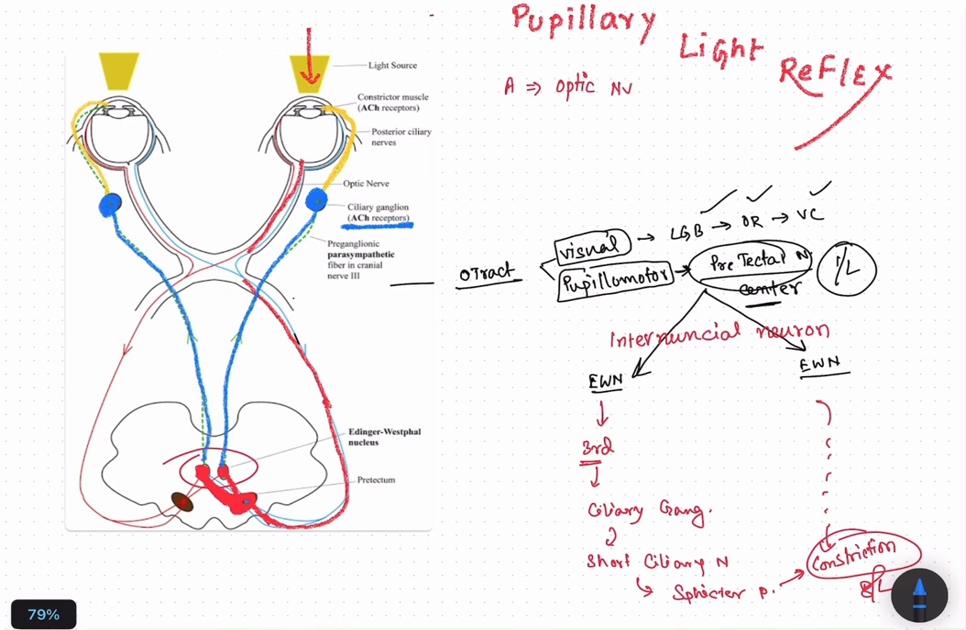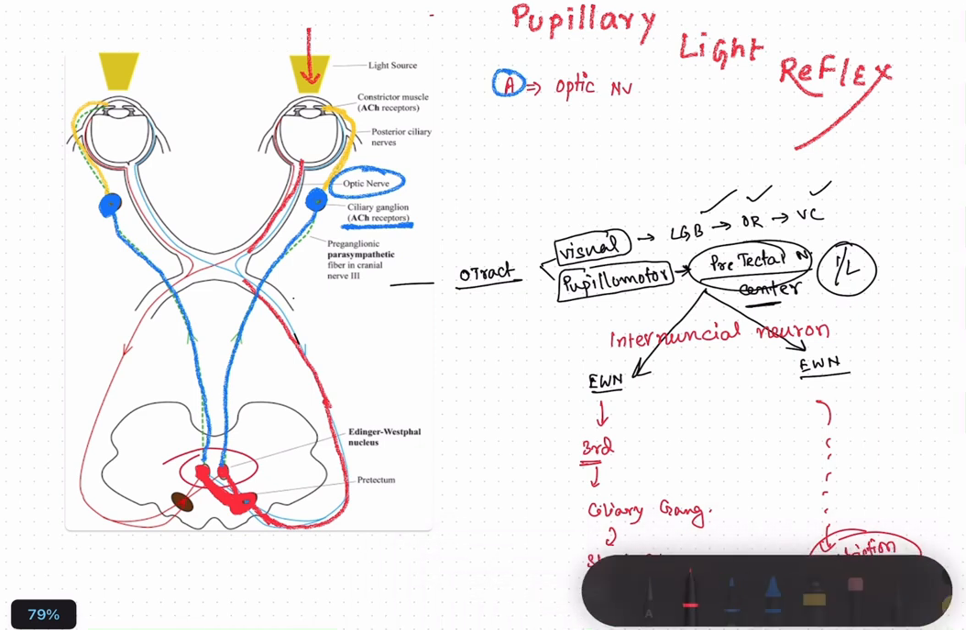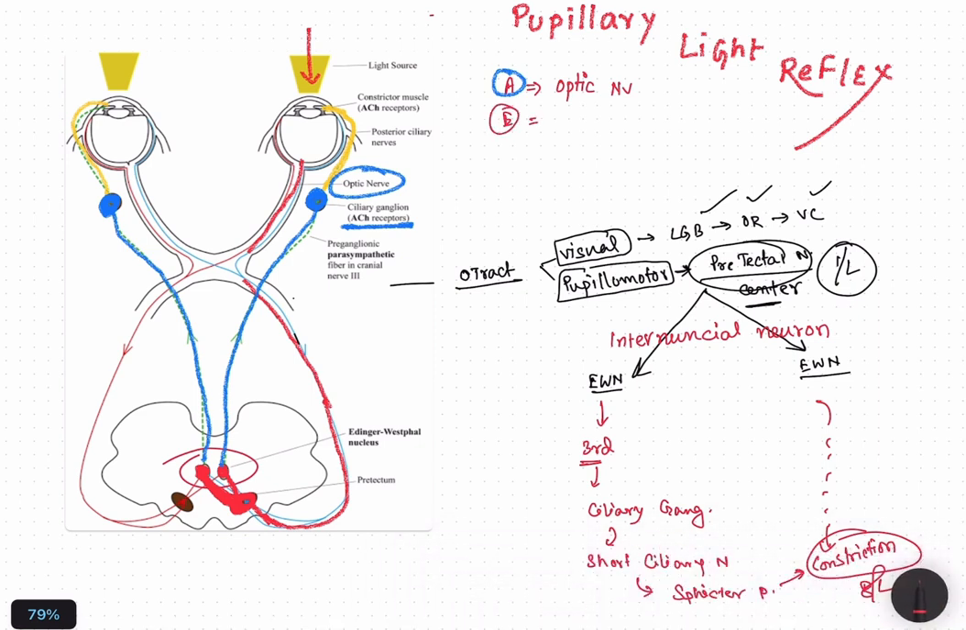Now three questions, quickly answer. The afferent is the optic nerve, no doubt. What is the efferent of the pupillary light reflex? This is the third nerve. So yes, the efferent is the short ciliary, but if they ask you the cranial nerve, obviously it is the oculomotor nerve, the third nerve. So second is the afferent and third is the efferent.